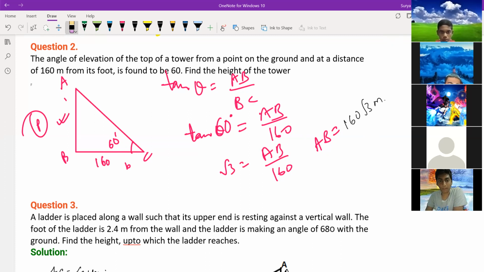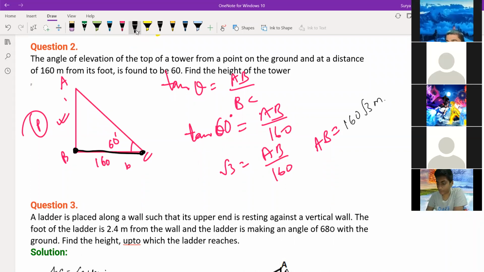The angle of elevation of a tower from a point on the ground at a distance of 160 meters from its foot. From its foot means tower foot. Tower foot is nothing but this B point. From this point the distance is how much? 160 meters. So to find the height of the tower.